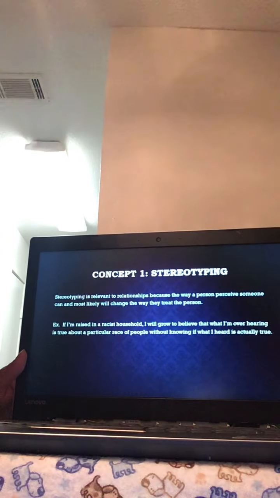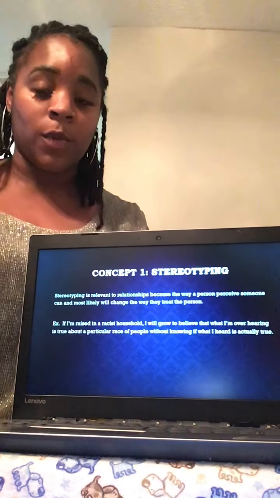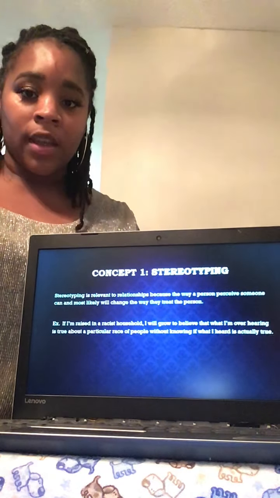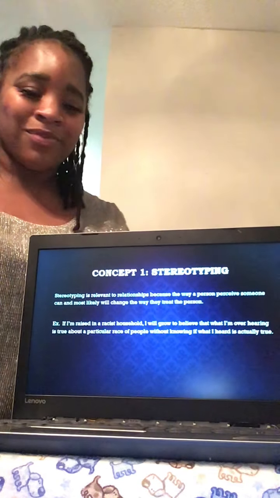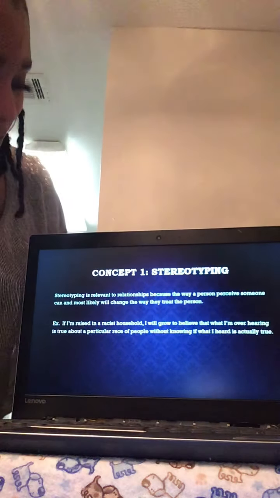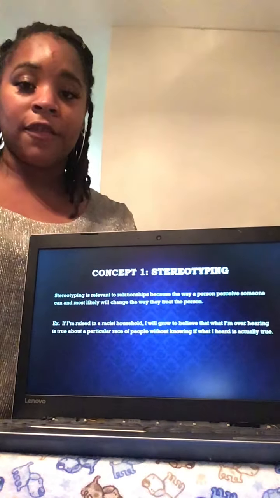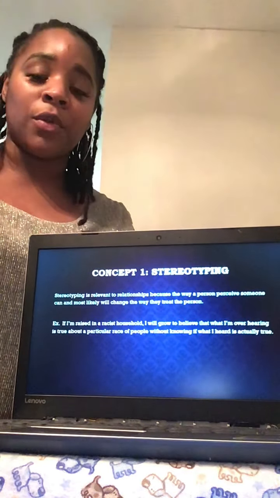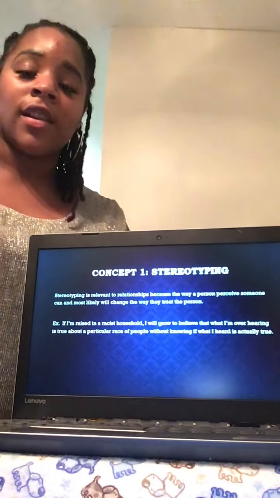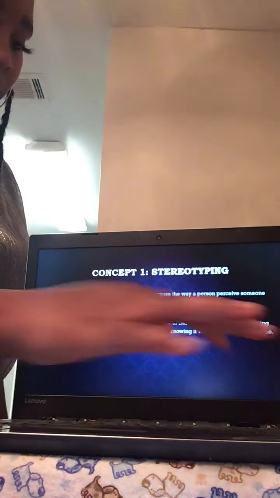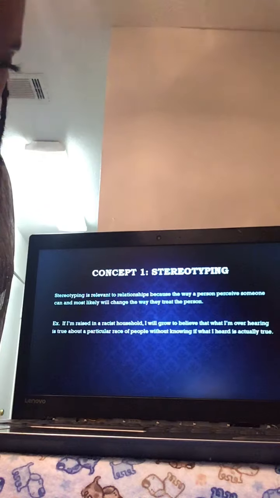As it relates to relationships, stereotyping will affect the way that you perceive someone. Yes, the way you treat people will most likely change if you were raised around different stereotypes or things of that nature. I'm going to move right along because time is rolling.